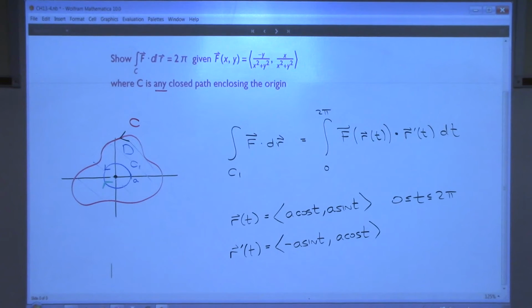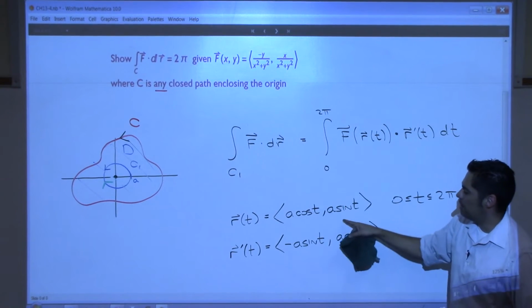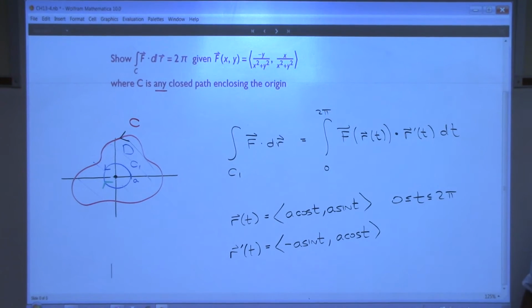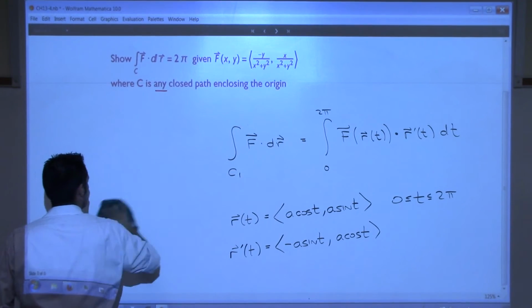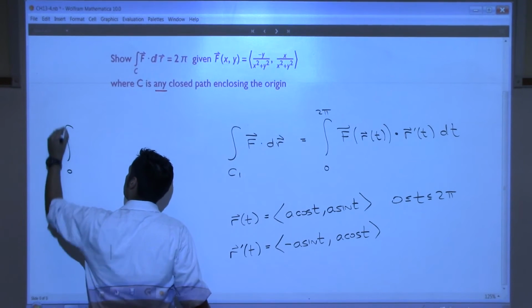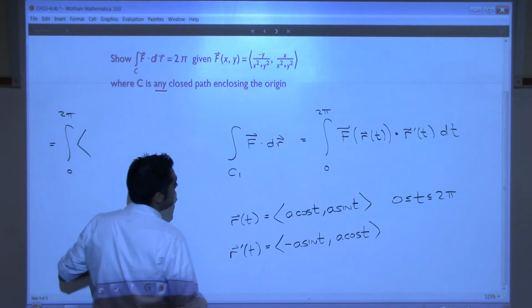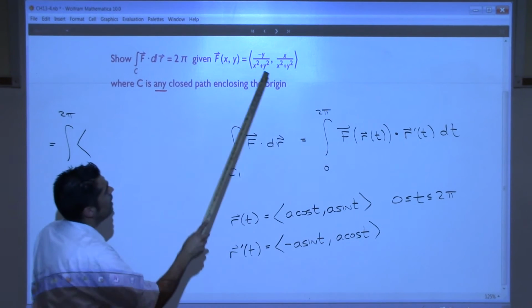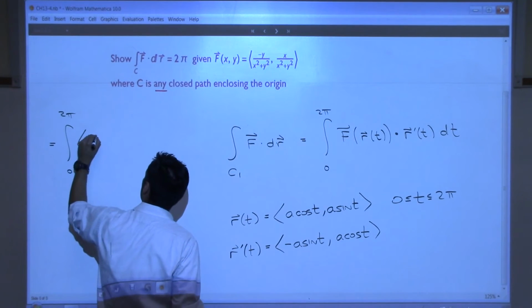You with me? And we get to plug that in, right? We get to plug the r into the vector field, and we need to plug the r prime into this. So here I go. It doesn't look nice, does it? Doesn't look nice, but it's going to clean up pretty good. Equals integral from 0 to 2 pi. And then the vector field with negative y. What's negative y? Negative a sine t.